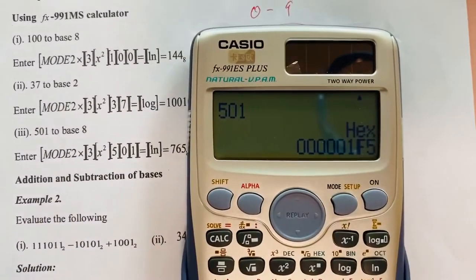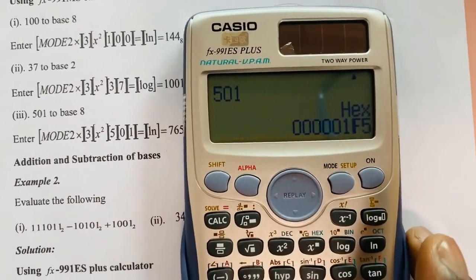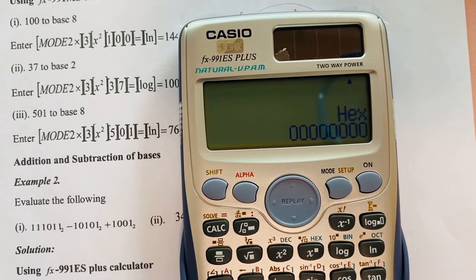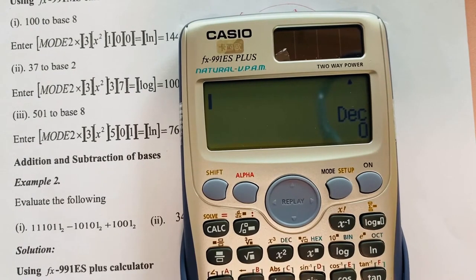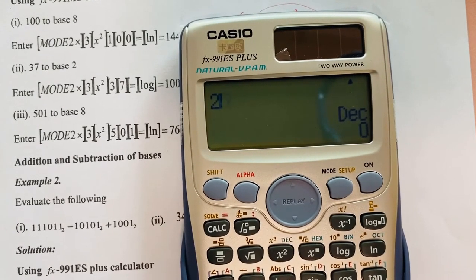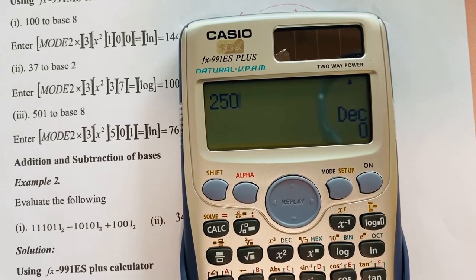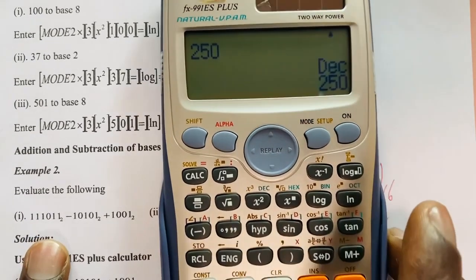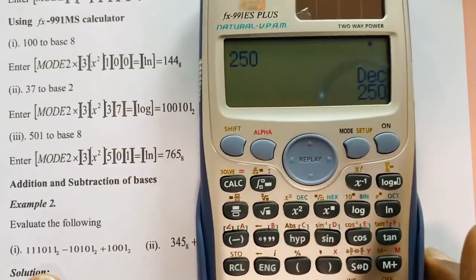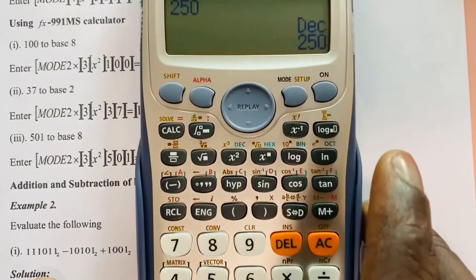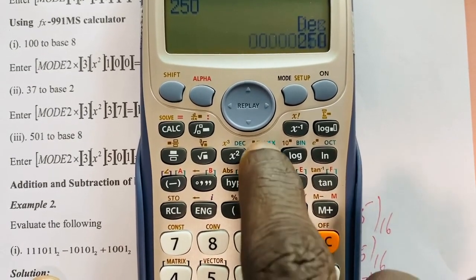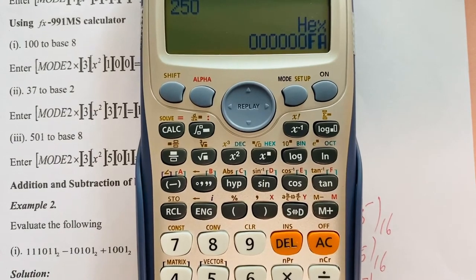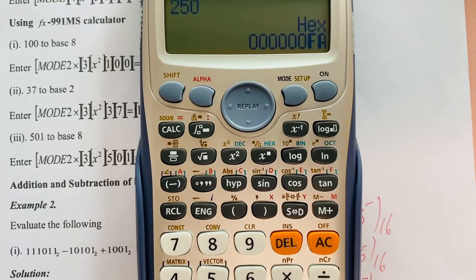That's great. Now let's pick another example so that we understand it more. Let's go back to decimal, which is base 10. Then we enter 250, then the equal sign. We want to convert this to base 16, which is hexadecimal. We go there, and it gives us FA as the answer.